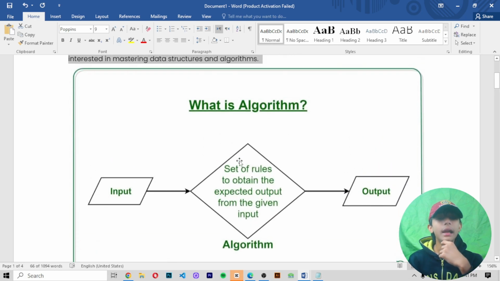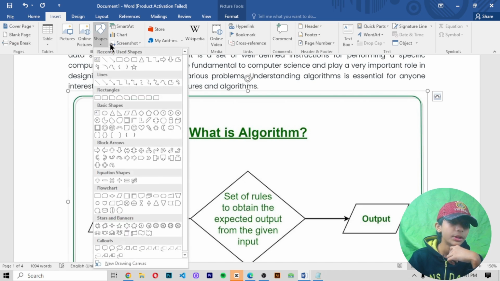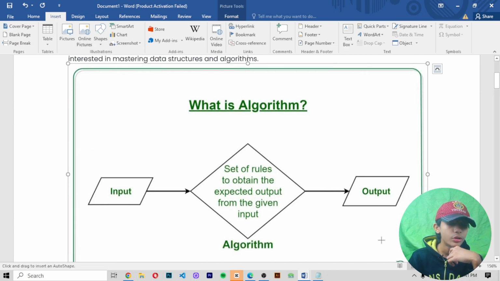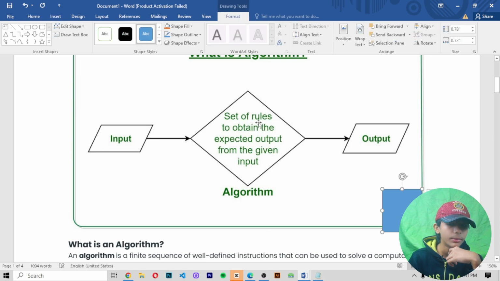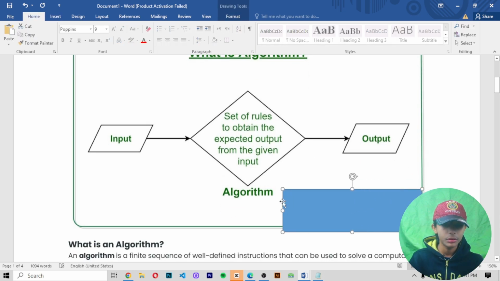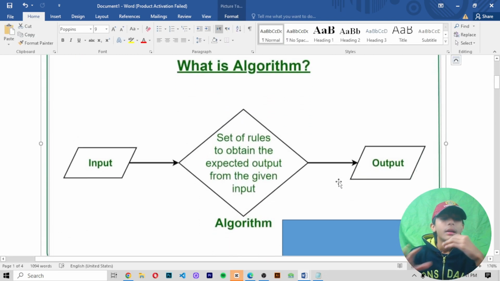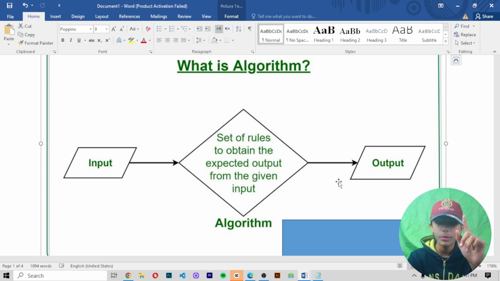So what is an algorithm? In this diagram I'm explaining what an algorithm is. Let me make a box. The input goes in, a set of rules is applied to obtain the expected output from the given input, then the output comes out. This is called the algorithm.